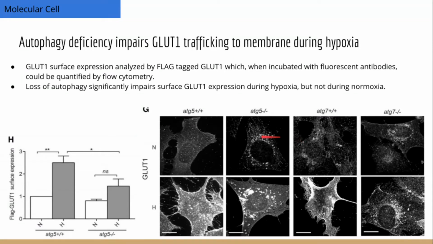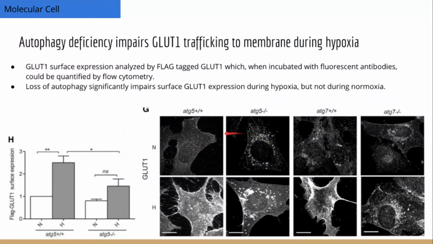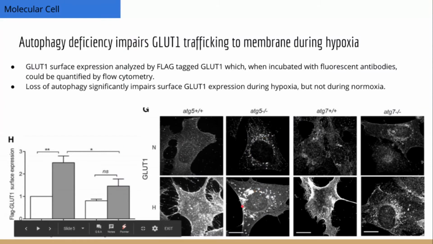And then we can see in the immunohistochemistry itself that in normoxic conditions, so this is normal conditions in ATG5 plus, we see kind of diffuse staining of GLUT1. And in ATG5 minus, we also see kind of diffuse intracellular staining of GLUT1. What's interesting, again, is that during hypoxia in these ATG5 plus cells, you see lots of staining of GLUT1 along the edges of the cell. So we see lots of surface staining of GLUT1.